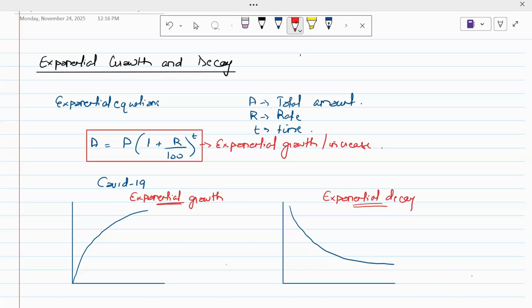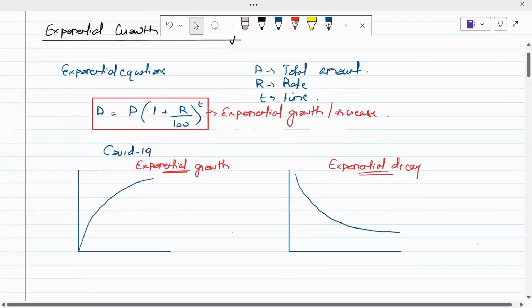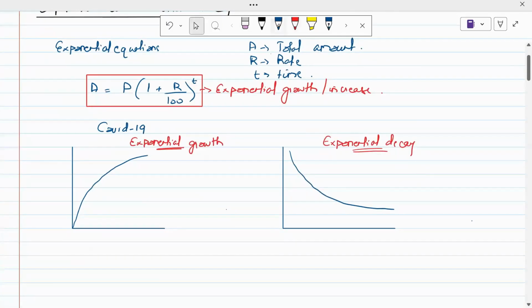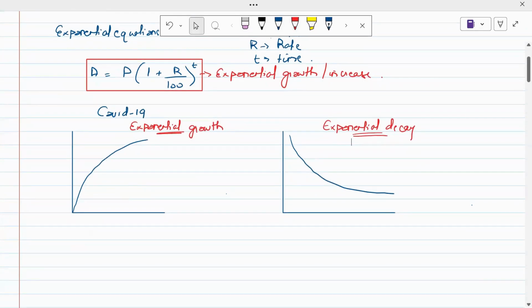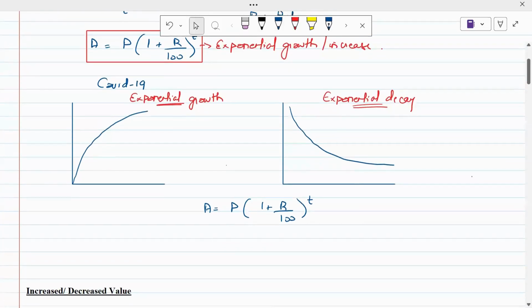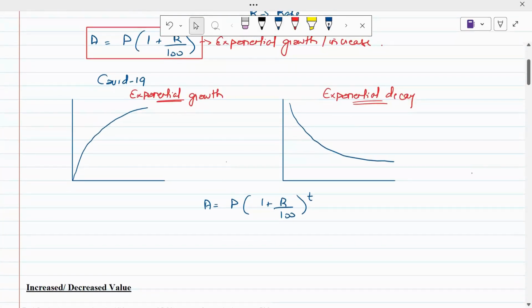So other than compound interest, other than the financials, other than the money borrowed and money invested, we can see the compounding concept or the exponential growth and decay concept applied. And the change in the formula now is this: A is equal to P into 1 plus R upon 100 whole power T. The formula is still the same, but now the variables would be having different meanings.